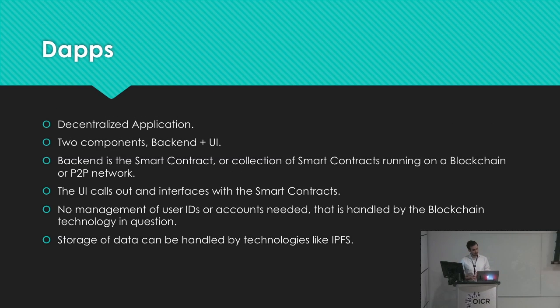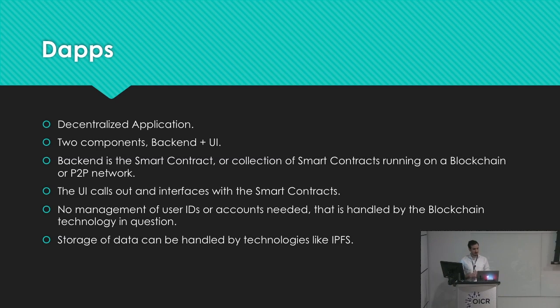And so DApps, or decentralized applications, are these things taken to their conclusion, where it's essentially an application that has a backend that's a smart contract or a series of smart contracts and a UI, like a web page. The UI calls out to these smart contracts directly, and the smart contracts execute the business logic of your application. It's interesting too because you don't have to manage user IDs and accounts because it's all managed by the blockchain. So the UI essentially allows a pass-through to the contracts in the back.